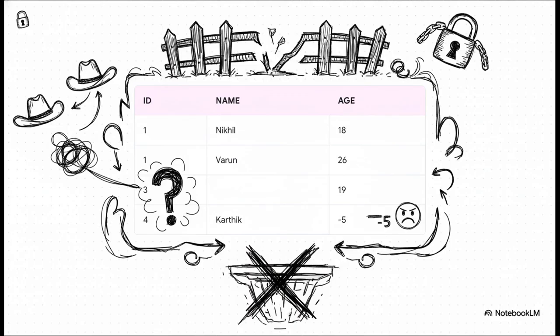I mean, look at this. We've got two different customers with the exact same ID. We have another customer with no name at all, and someone whose age is a negative number. This data isn't just a little messy. It's totally unreliable, it's untrustworthy, and let's be honest, it's pretty much useless. How could you possibly run a business on this?